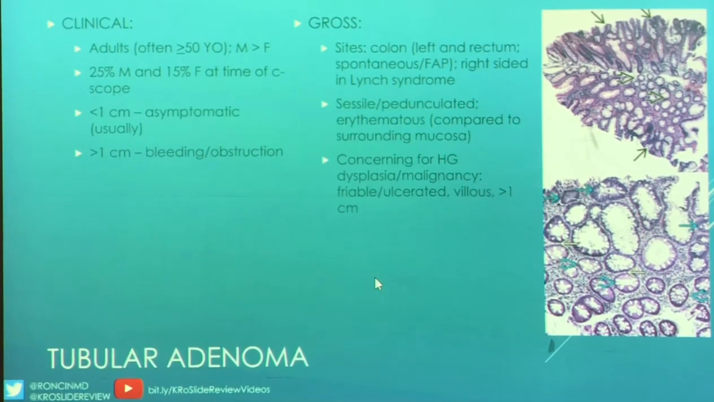If they're small, which means less than 1 centimeter, they're usually asymptomatic. And if they're large, they start to bleed. They can cause obstructive symptoms. And that's when people go, oh, something's wrong. I should probably get that checked.